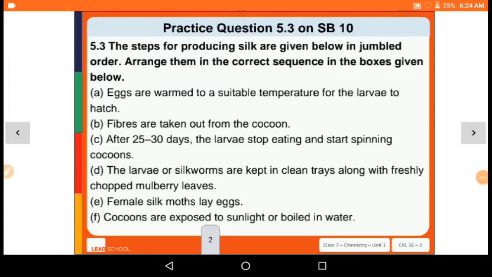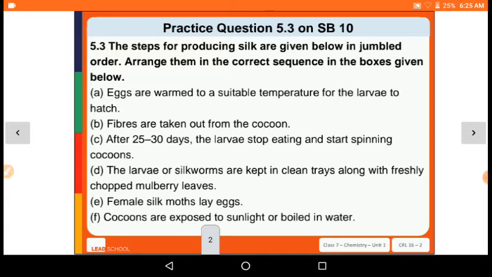So now let's see practice question number 5.3 on your supplementary book, page number 10 and 72. The steps for producing silk are given below in jumbled order. Arrange them in the correct sequence in the box given below. Here in your book there are 6 steps, and according to the sericulture process given in your supplementary book, we have to write all the steps.